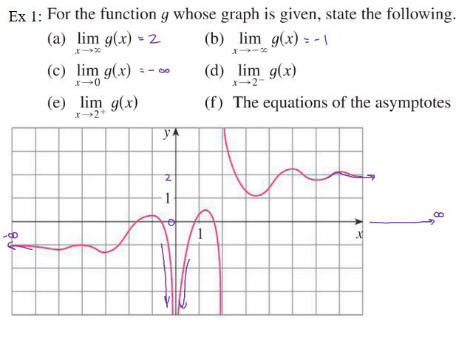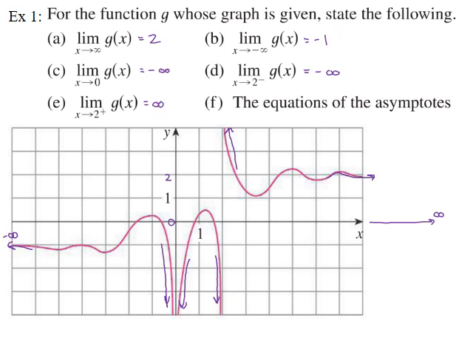Then I ask about 2 from the left and 2 from the right, because the overall limit at 2 actually doesn't exist. But if you look, 2 from the left is shooting down towards negative infinity, versus 2 from the right is shooting up towards positive infinity.